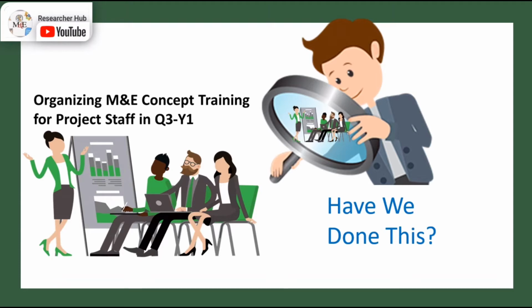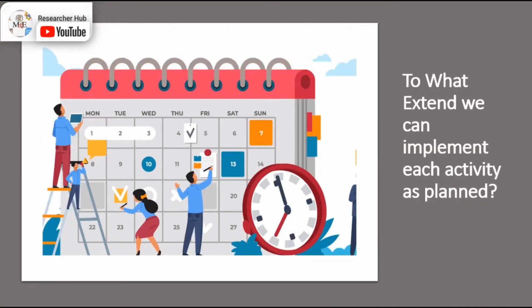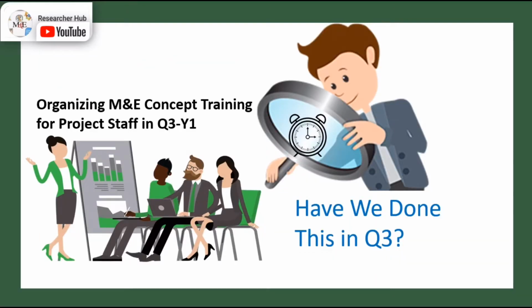Whenever you do the reflection, like we said, this is a regular observation or tracking, so just check it. Have we done this activity? At the same time, you also look at the time frame that we planned. Remember that we planned to do this in quarter 3. So have we done this by quarter 3?